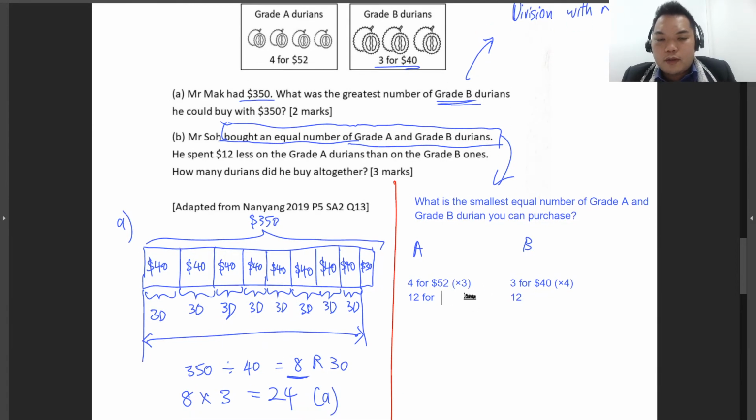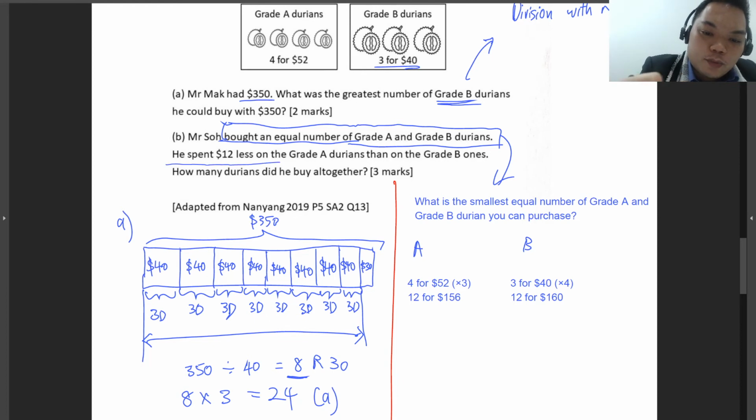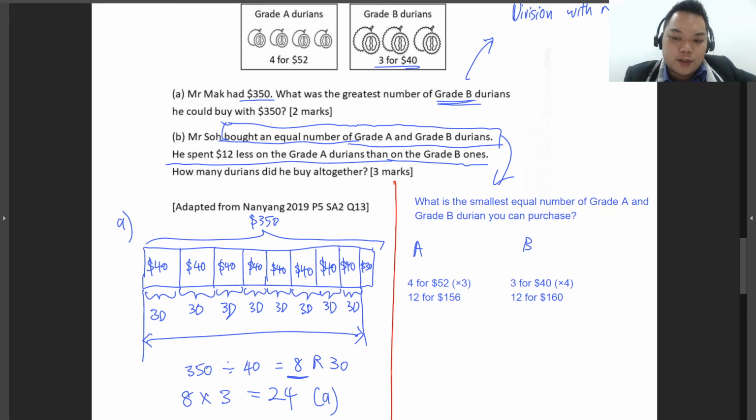Okay? So does everyone see why? If not, I'll do some magic for you to understand better. So 3 sets of $52 is going to cost you $156. And 12 durians over here will cost you 40 times 4, which should be $160. Okay, so we can see that he spent $12 less on the A grade durians than the B grade ones. So here's a little magic.